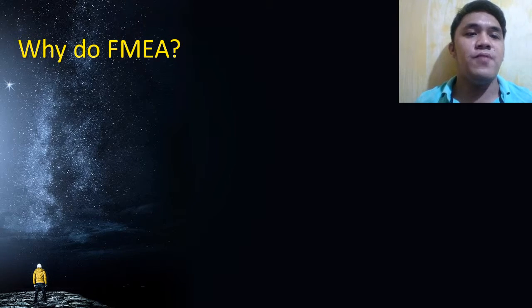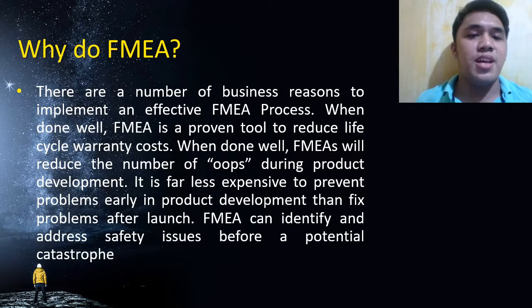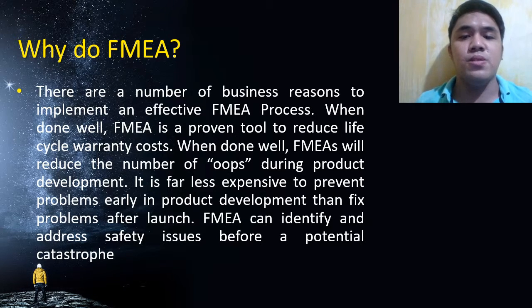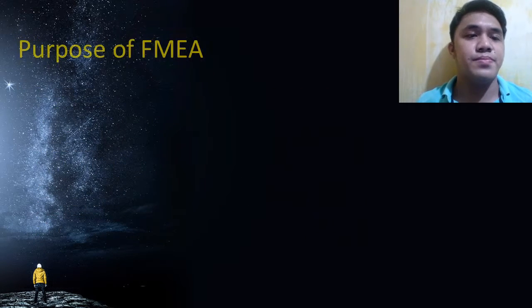So, why do FMEA? There are a number of business reasons to implement an effective FMEA process. When done well, FMEA is a proven tool to reduce life cycle warranty costs. When done well, FMEA will reduce the number of oops during product development. It is far less expensive to prevent problems early in product development than fix problems after launch. FMEA can identify and address safety issues before a potential catastrophe.